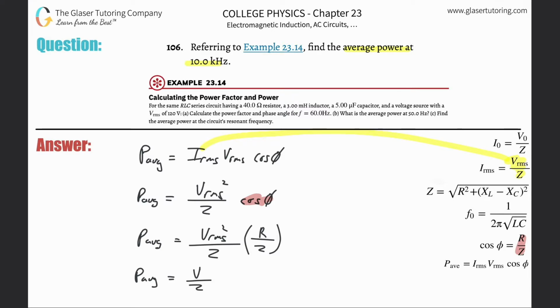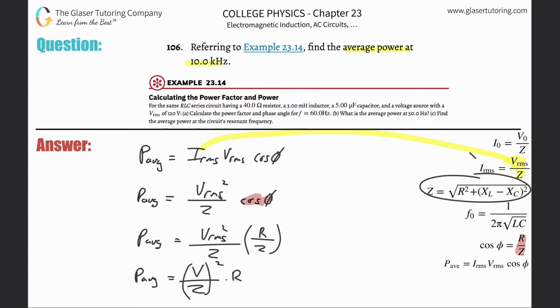It depends on how you want to simplify it, but I don't think it really makes a difference. So this is going to be V over Z, this whole thing squared, multiplied then by R. We know the root mean square voltage, it's 120. We know the resistance, it's 40. But what we don't know is the impedance.